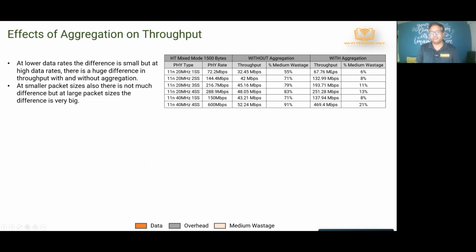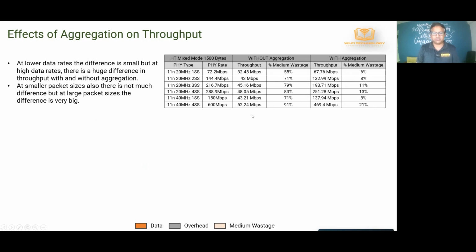Right? Now, one of the things you will see is the maximum advantage you will get with aggregation is at highest speeds. This is a very fascinating thing. The higher the speed, you see that without aggregation, you have 91% overhead, and with aggregation, you only have 21% overhead. Right? Why is this the case? It's a very interesting thing.